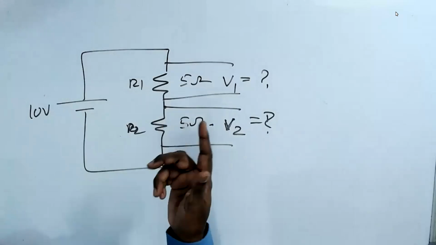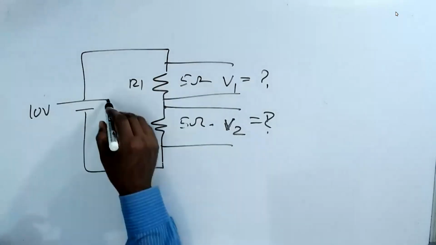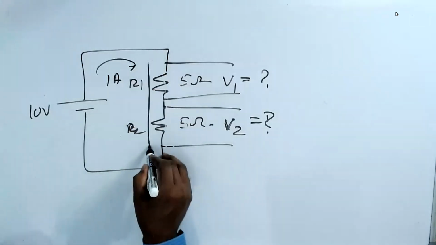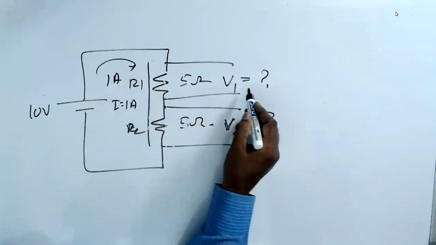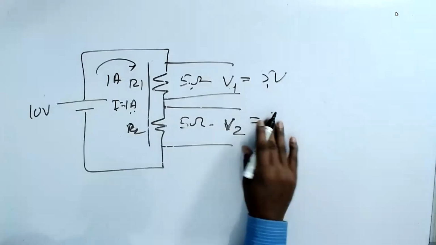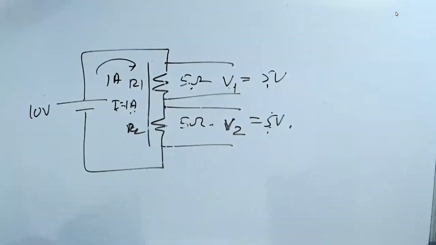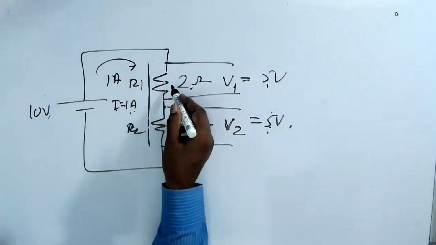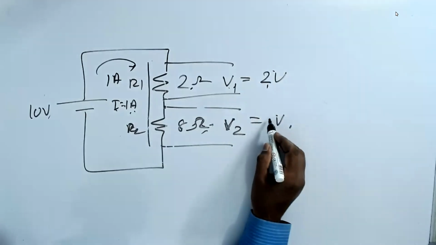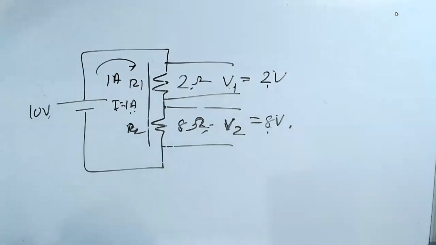So 5 plus 5 is 10 ohms in series, 10 volt. The current is going to be 1 ampere. I is common, 1 ampere. So V1 is equal to I into R1, 1 ampere into 5 ohm, 5 volt. And this is 5 volt. Am I right? Now, if you do the same thing with 2 ohm and 8 ohm, 8 plus 2 is 10. Same 1 ampere, but here it is 2 volts, and here it is 8 volt. So understand this very clearly.